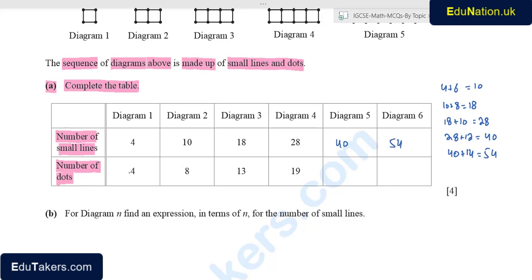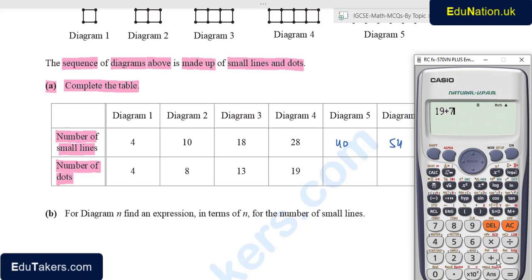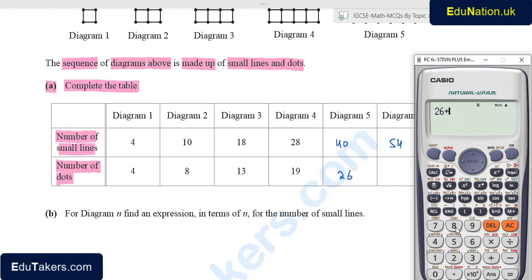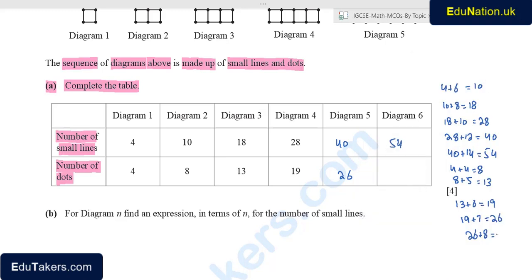And the number of dots for diagram 1 is 4, then 8. So 4 plus 4 is 8. Next is 13. 8 plus 5 is 13. Next is 19. 13 plus 6 is 19. So next will be 19 plus 7. 19 plus 7 is 26. This is 26. Next will be 26 plus 8. 26 plus 8 is 34.